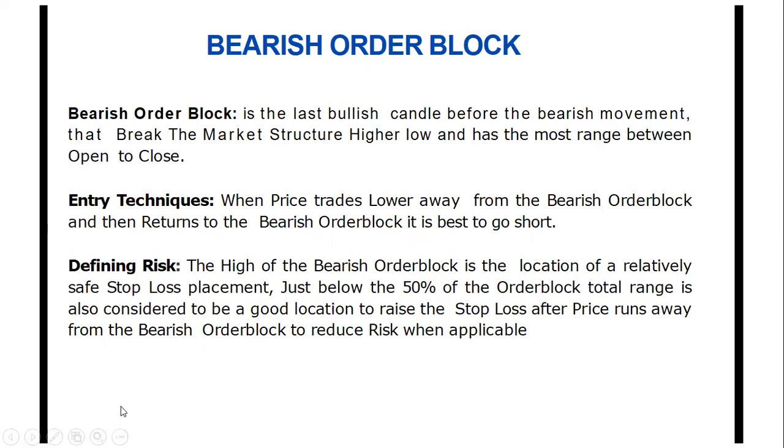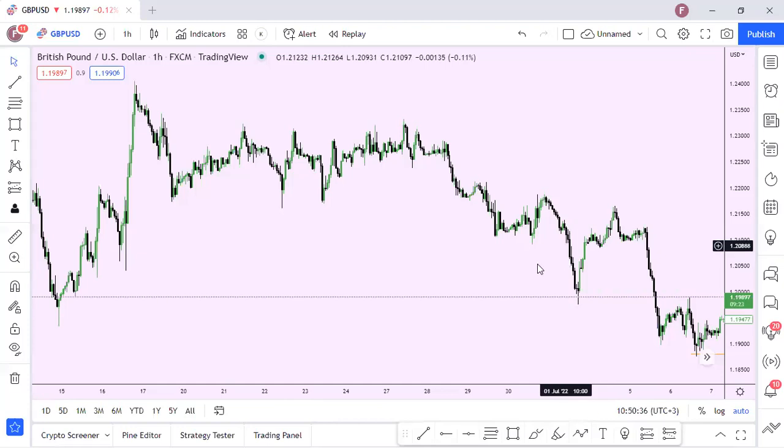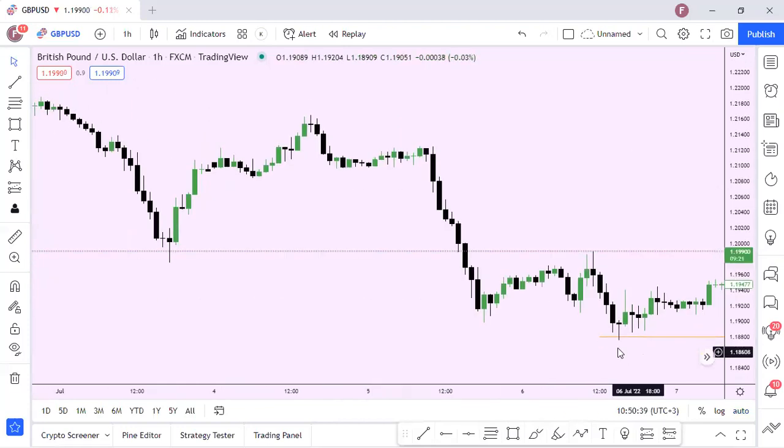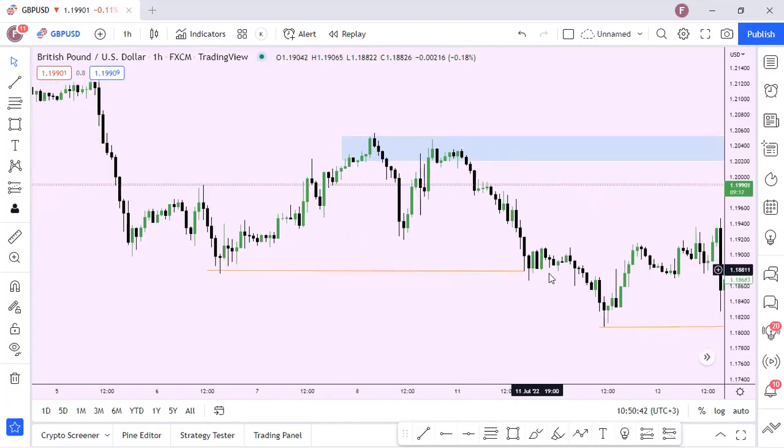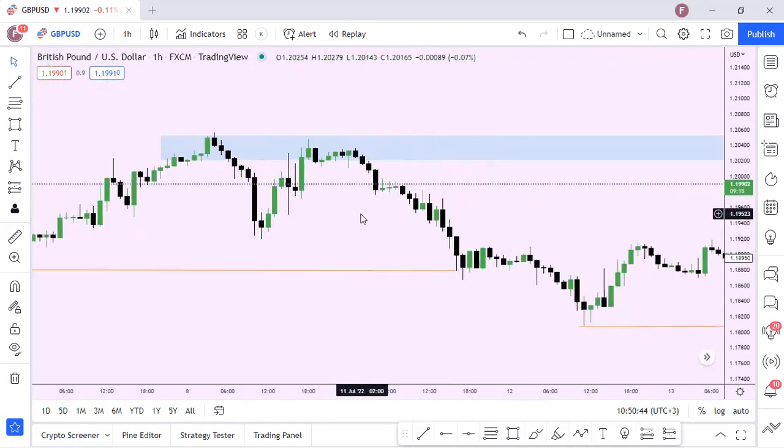I'm not going to cover the bearish order block, but I want to show you charts that pertain to these order blocks. I'm going to look at the order block. Let's look at this. Look here.